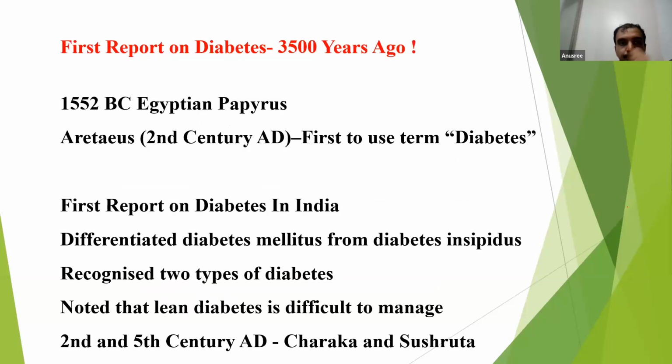Okay. And these are a few things about the ancient history of diabetes. It was first reported in Egypt, in the literature of 1552 BC, and it was described by Aretaeus, who first used the term diabetes. The first report from India came in the 2nd and 5th century, by Charaka and Susruta, and they were able to identify diabetes mellitus and diabetes insipidus, and they defined two types of diabetes, lean and obese. And they found that it is difficult to manage lean diabetes.